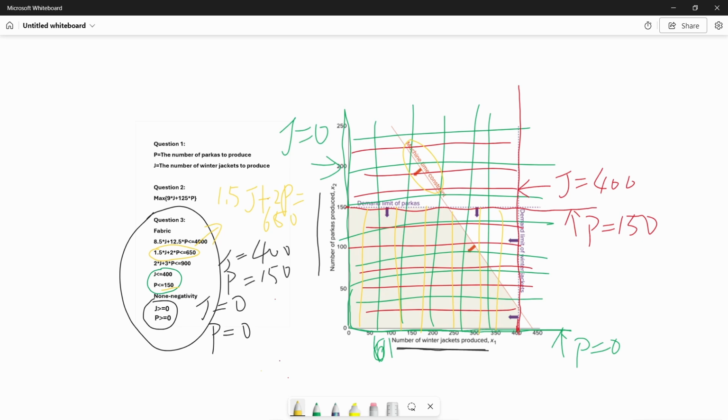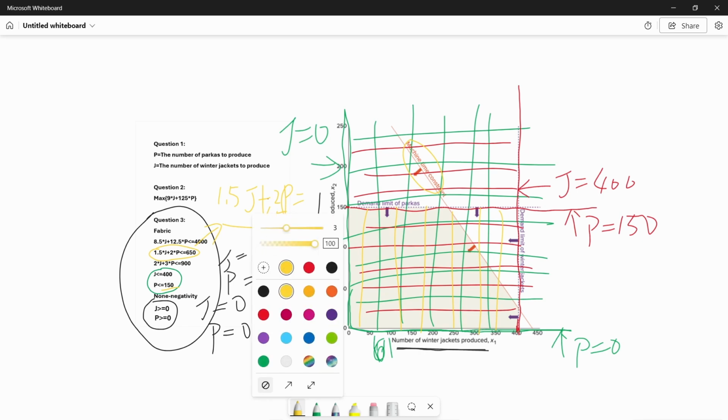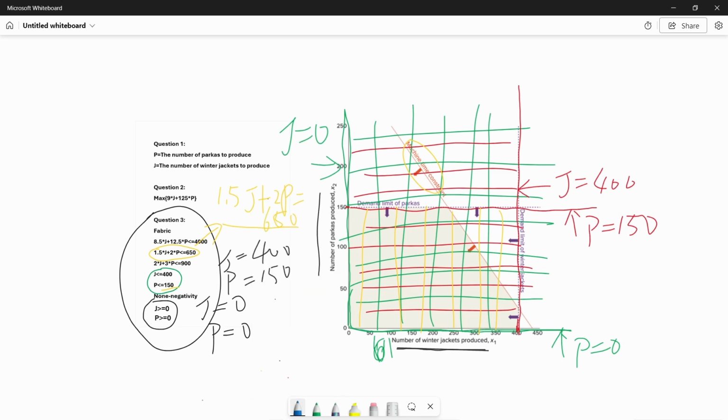What I usually do is assume one of the variables equal to 0. Since one of the variables is 0, I plug the 0 into this equation and solve for the other variable. So let me give you a more detailed answer here. I'm changing to blue. Okay, let's assume P equal to 0, right? If P equal to 0, this equation will become 1.5J equal to 650, right?